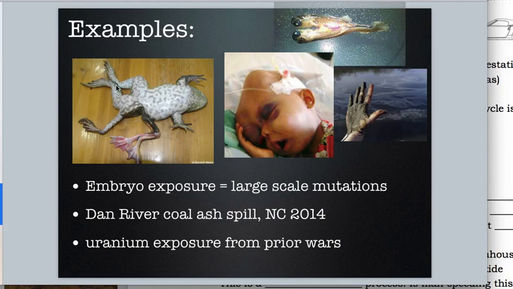Here, toxic pollution in fish and amphibian eggs in the water. This is a frog born with 2 pelvic bones and 2 extra legs. This frog's egg was laid in polluted water. So you have large-scale mutations.